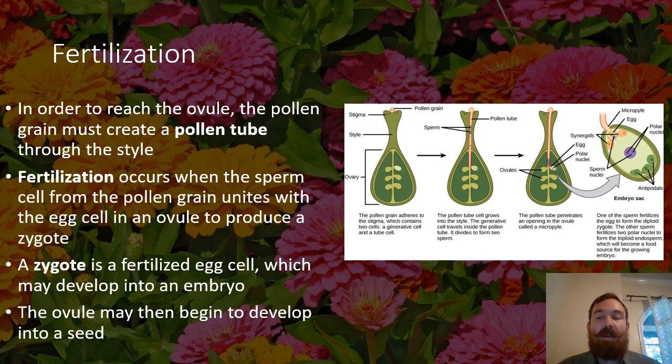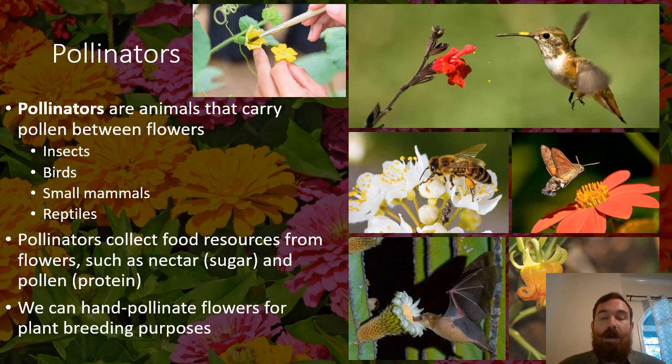But once the egg has been fertilized, we call it a zygote. That's just a fertilized egg cell, and it's going to develop into the embryo, which we can find inside of a seed. And the ovule, after being fertilized, will develop into a seed, so long as everything goes correctly from a developmental standpoint.